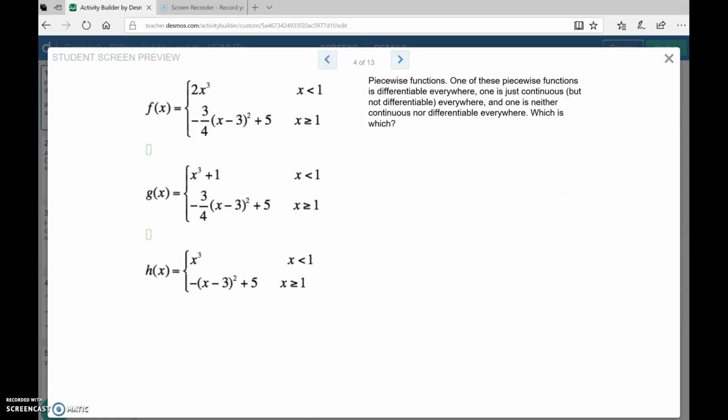All right, so here's a note about piecewise functions. One of these piecewise functions is differentiable everywhere. One is just continuous everywhere, but not necessarily differentiable everywhere. And one is neither continuous nor differentiable everywhere, and you need to figure out which is which. So I'm going to give you a minute to take a swing at this, and then I'm going to go through the solution on here.